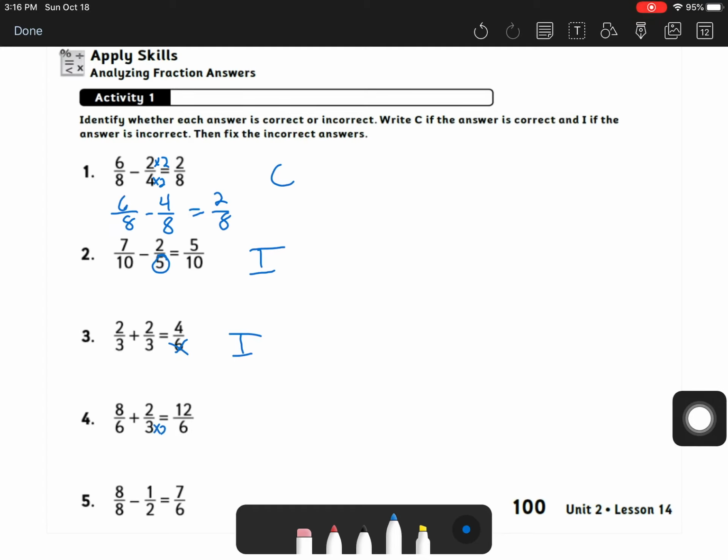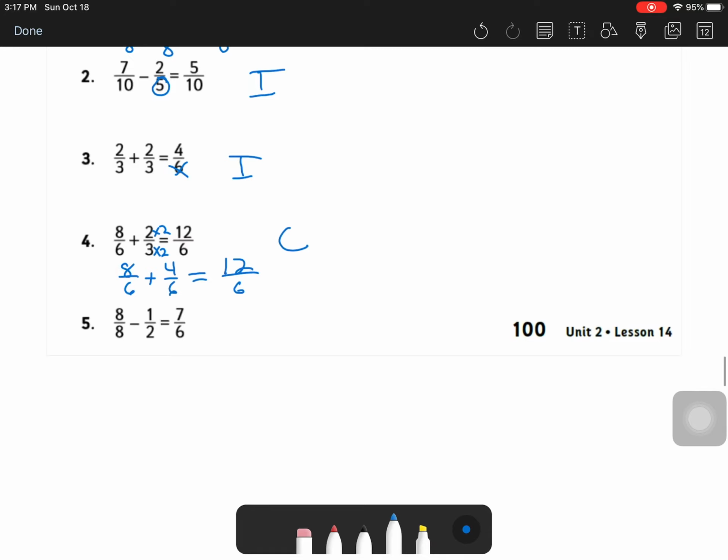All right, here we've got 8/6 plus 2/3. Maybe that's right. Let's see. We have to get a common denominator, multiplying by 2. So I have 8/6 plus 4/6. 8 plus 4 is 12, so 12/6 is correct. Put a C for that one. And on this last one, the common mistake it looks like is they just subtracted 8 minus 1 and subtracted the denominators as well, and that is not correct.